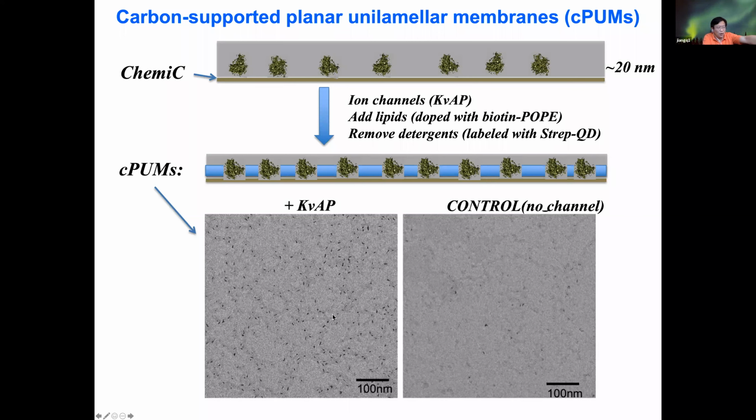So here is some preliminary data. On the left is the surface with the protein. On the right is the same surface without the protein. As you can see, with the protein, we can actually form a bilayer. The bilayer is doped with biotin-related POPC, such that we can use streptavidin-coated quantum dots to directly label the big patches of the bilayer. You can actually see this. A high density of quantum dots means that we have the bilayer. Okay, so this line of development has been quite successful.